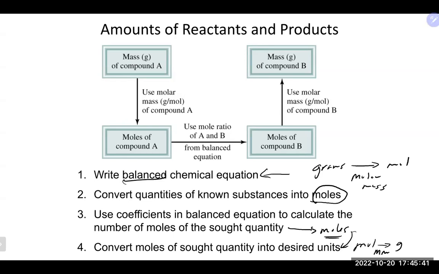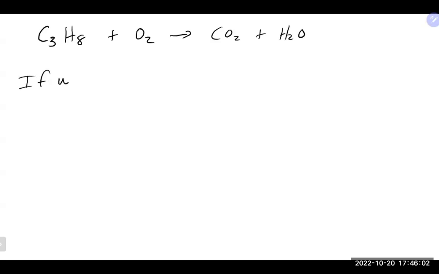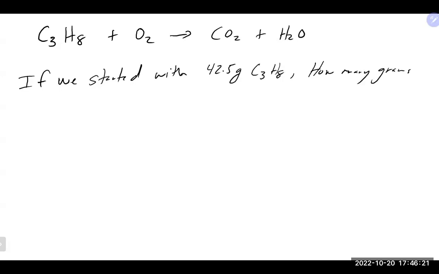Any questions on that there? All right, so we're going to try one here. Just make one up and see how we do. We'll go with C3H8 plus a little O2 action, some CO2, and some water. So if we started with, let's do 42.5 grams of C3H8, how many grams of CO2 would be produced?